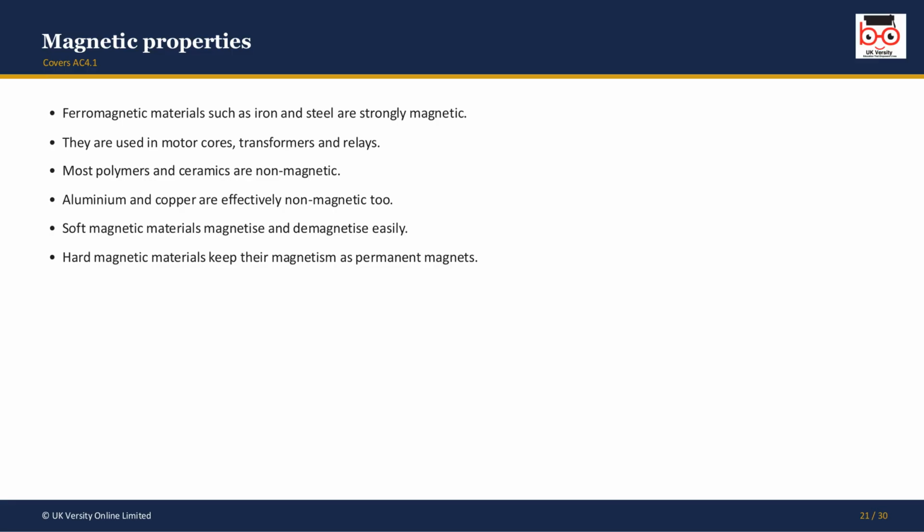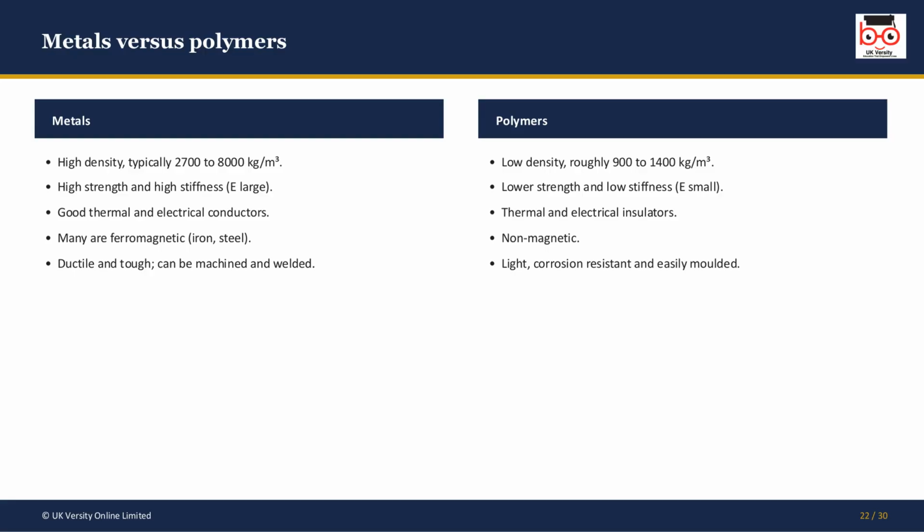Soft magnetic materials magnetize and demagnetize easily, which suits changing fields, while hard magnetic materials hold on to their magnetism and become permanent magnets. Let's compare metals and polymers directly.